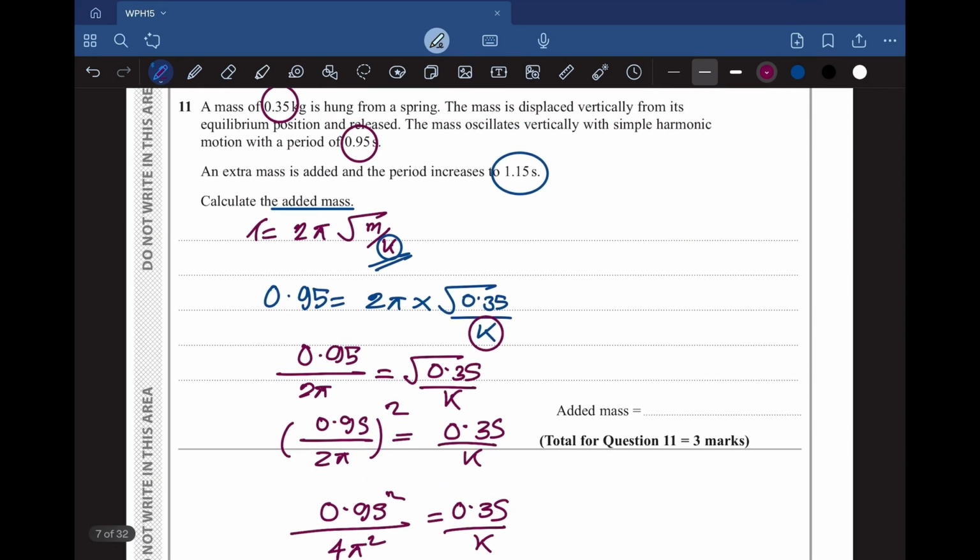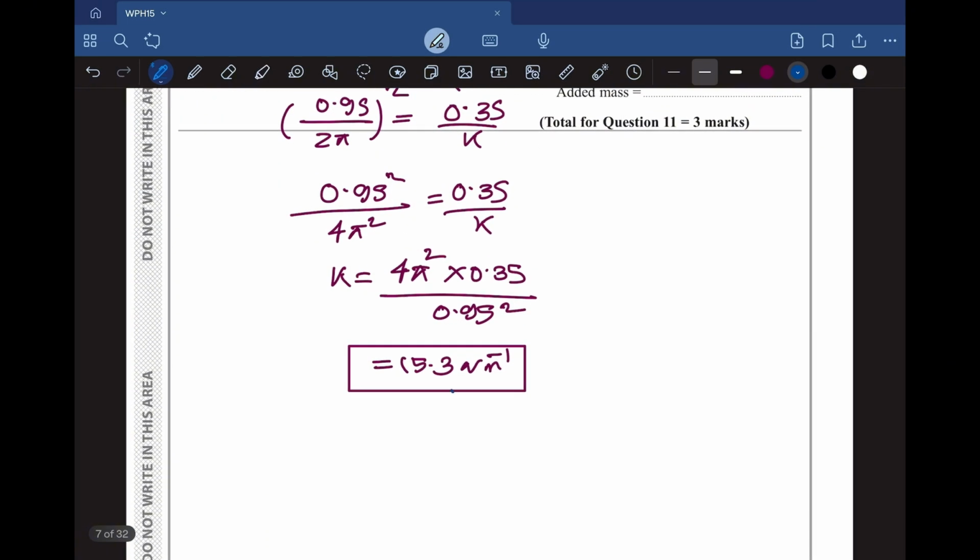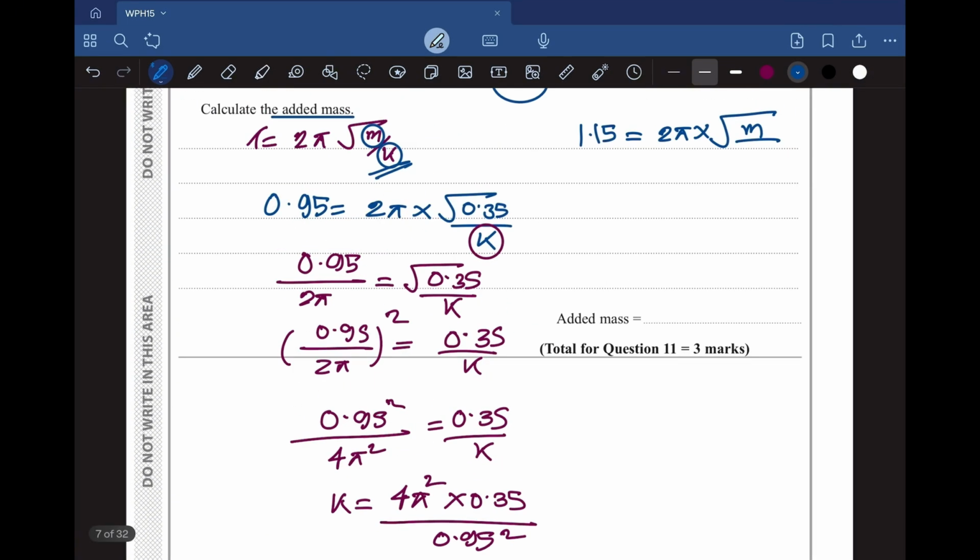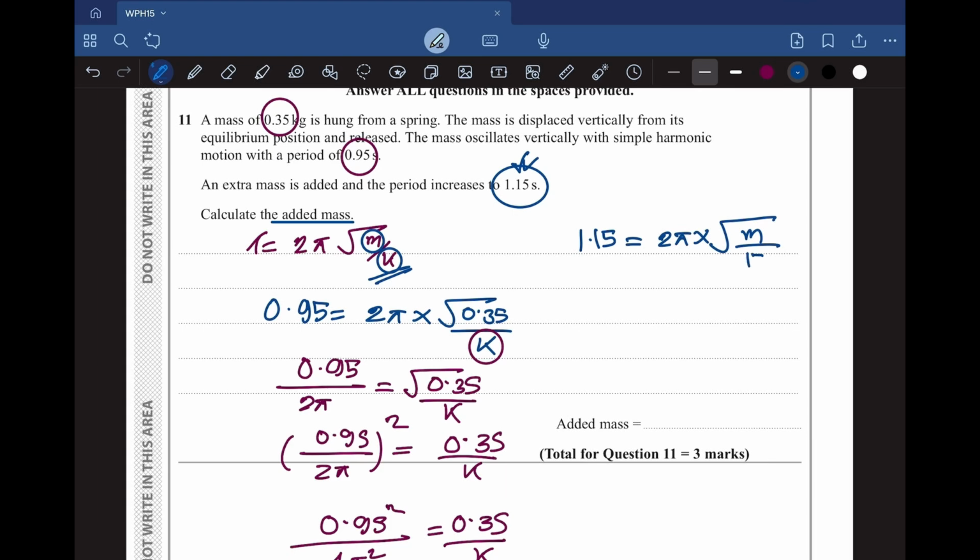Now that we have got the value of k, we can use this time period value to figure out the mass. So it will be 1.15 is equal to 2 pi into root over mass divided by k, and we know k is the same for both the values because the stiffness constant remains the same. So it will be 15.3. Now we will just have to make this m the subject.